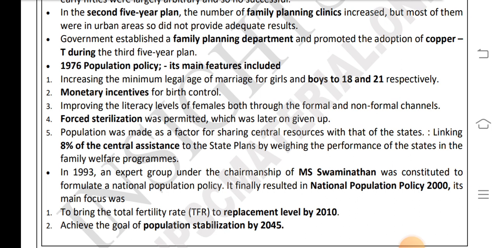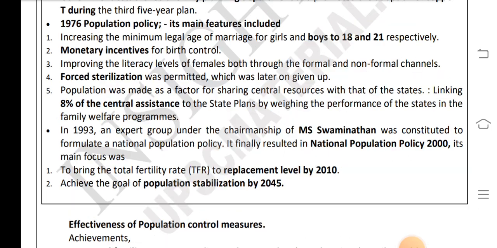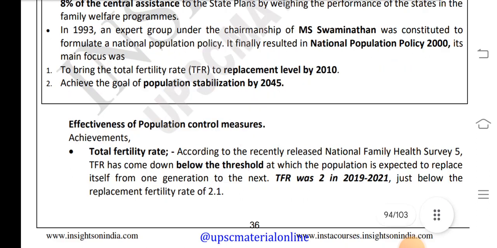In the second five-year plan, the number of family planning clinics increased, but most of them were in urban areas, so they did not provide adequate results. The government established a family planning department and promoted the adoption of sterilization during the third five-year plan and the 1976 population policy. Its main features included increasing the minimum legal age of marriage for girls and boys to 18 and 21 respectively.